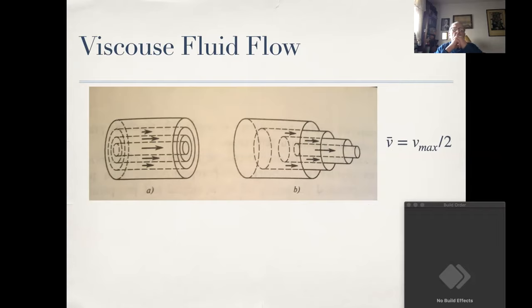So the average velocity in a pipe of a viscous fluid is, by a symmetry argument, half of the maximum velocity in the middle. If that is the case, then we can calculate the quantity, which is how much liquid flows through the pipe in unit time. It is conventionally denoted by the letter Q. And obviously, it is the area of the pipe times the average velocity. And therefore, it is one half of the area times the maximum velocity.